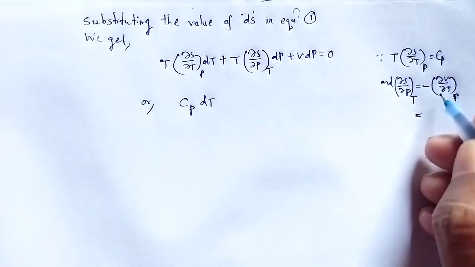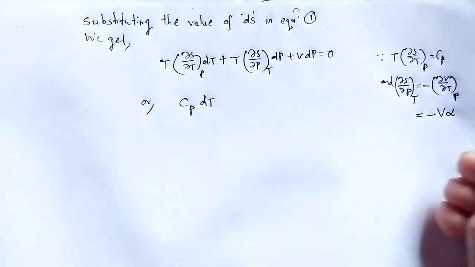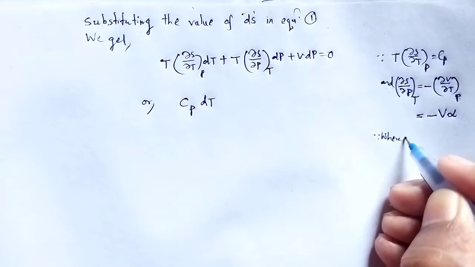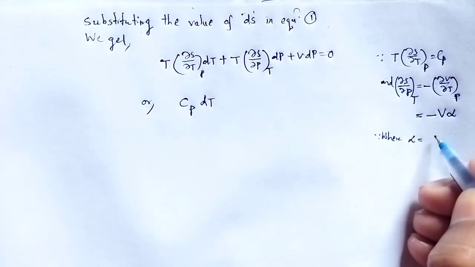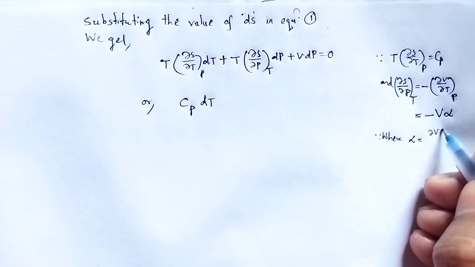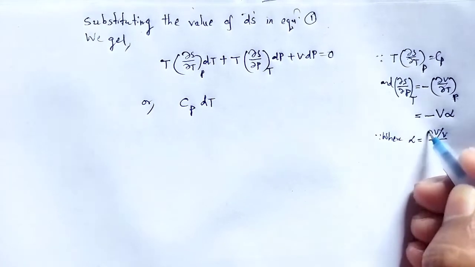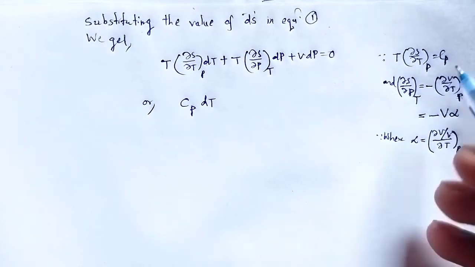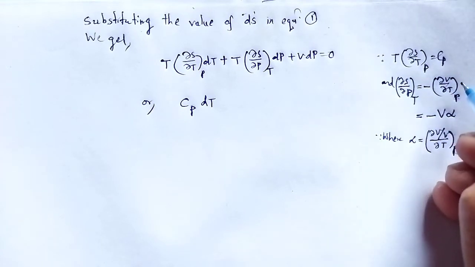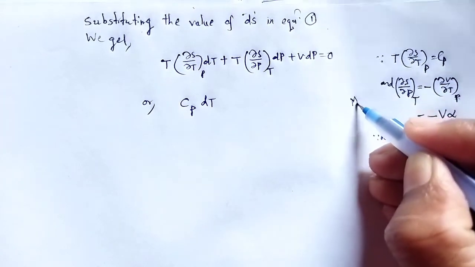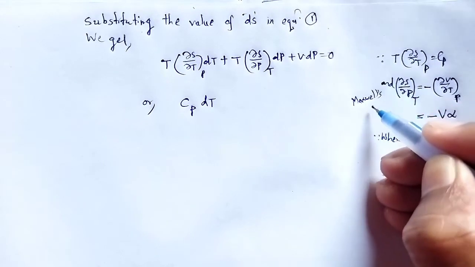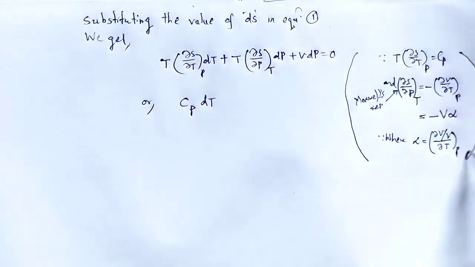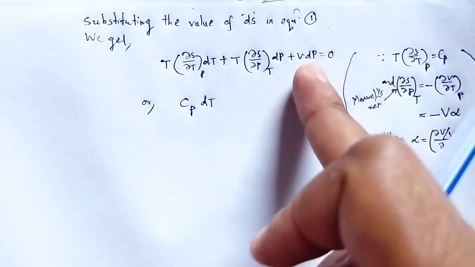So I substitute it, I write it as minus V into alpha, where alpha is the value of del V by V divided by del T at constant pressure. That is from Maxwell's relation. These substitutions are implemented here.